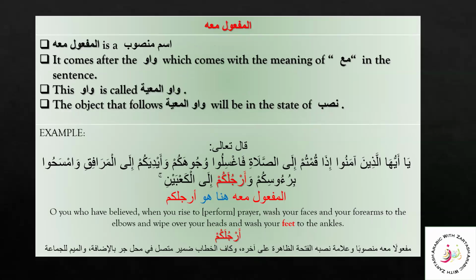Then we have maf'ul ma'ahu. It is also ism mansub, and it comes with the waw, which comes with the meaning of ma'a in the sentence. And this waw is called waw al-ma'iyya. The object that follows waw al-ma'iyya will be in the state of nasab. You can see here wa arjulakum, maf'ul ma'ahu. See here wamsahu biru'usikum wa arjulakum. Here, arjulakum is a maf'ul ma'ahu because it is used with this waw al-ma'iyya. And you can go back to watch the detailed lectures, which are already in the playlist.